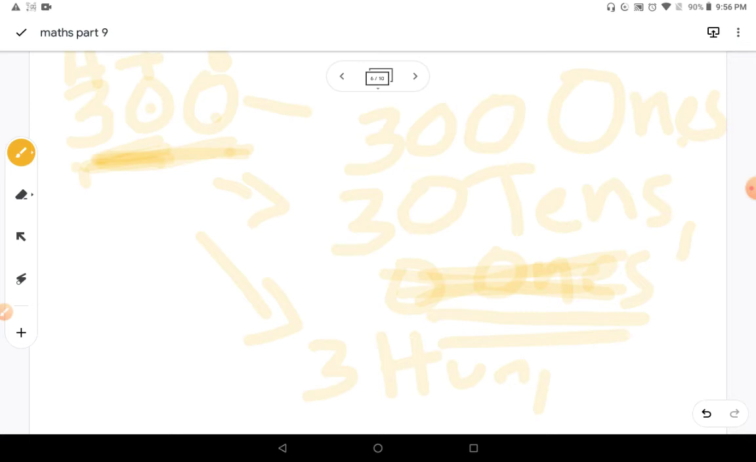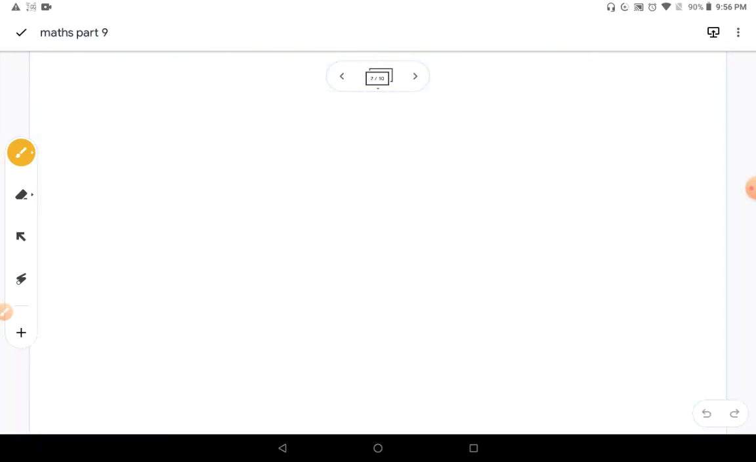Okay, so we'll do another example. Let's say 310. So how will you do this 310? It is 310 ones. So that is the ones representation, that many ones. Okay, now what about tens? If you want to represent it in tens, it is 0 ones and these many tens. So that is 31 tens.